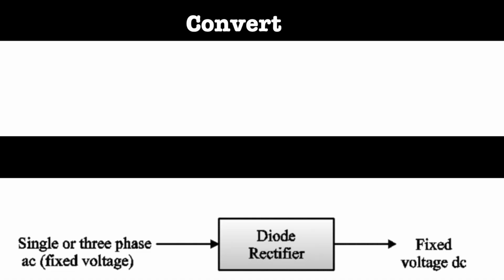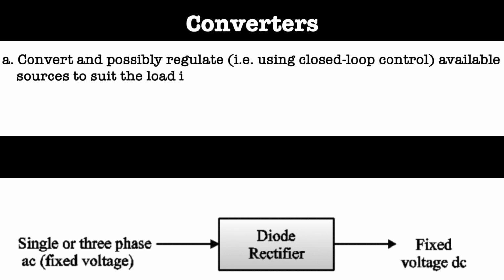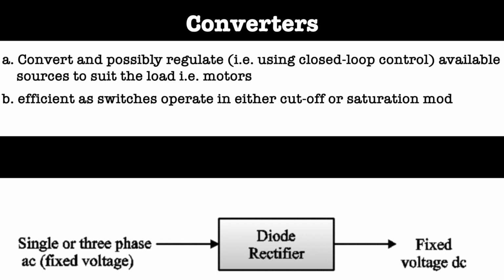The power modulators or processors are divided into three groups, namely converters, variable impedance, and switching circuits. A converter is used to convert and possibly regulate, that is using closed loop control, the available sources to suit the load, that is motors. These converters are efficient because the switches operate in either cutoff or saturation modes. So, we have a combination of several conversions. Let us see one by one what they are.